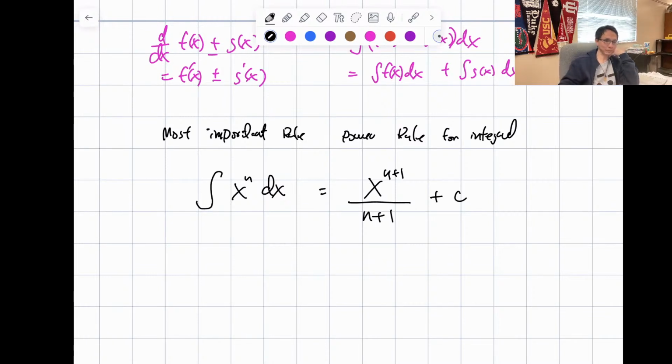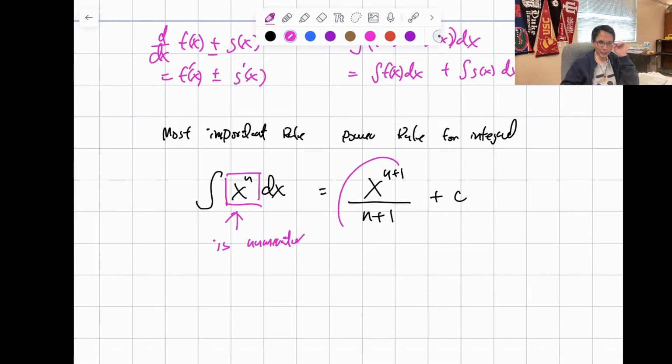Is this okay? Now, with one condition, make sure that this is in the numerator. What I'm saying does not apply to 1 over x to the n. Okay, it does not apply to 1 over x to the n. It's x to the n over 1, not 1 over x to the n. So don't get confused with that.